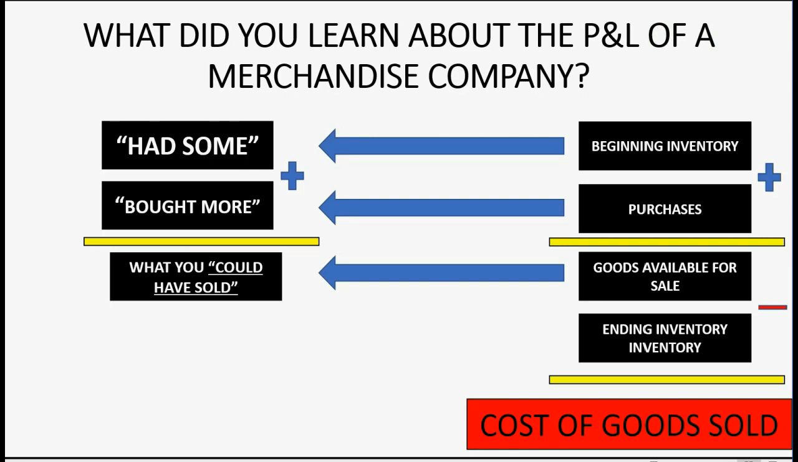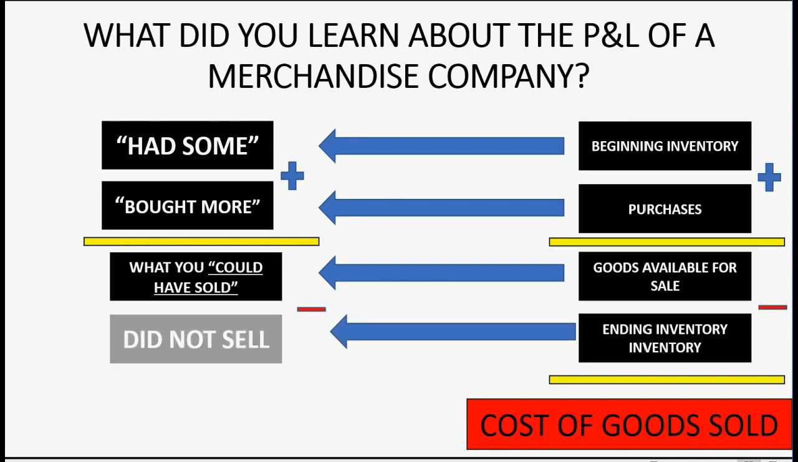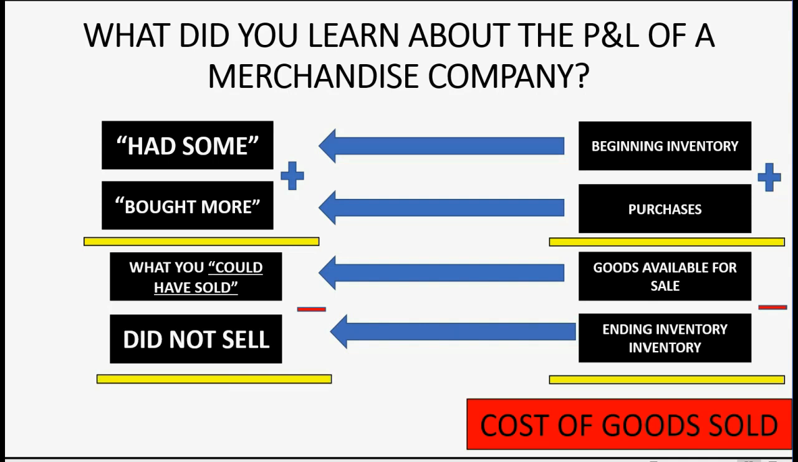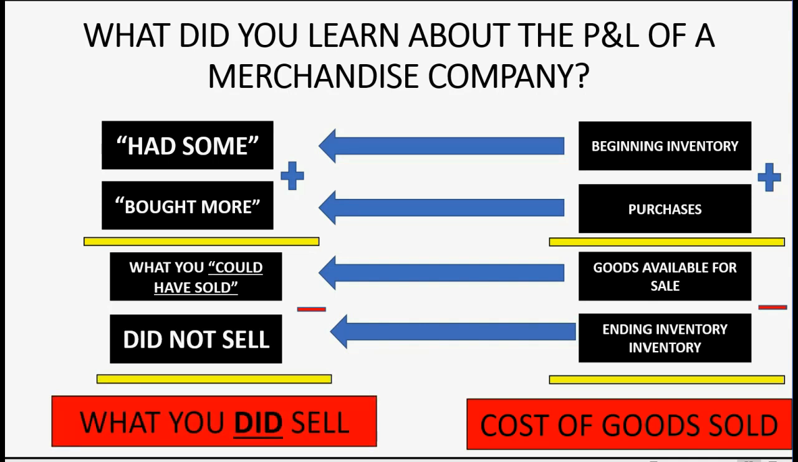We then subtract what we did not sell. And logic dictates if you subtract from what you could have sold the amount you did not sell, then the number that remains is what you did sell. So logically speaking, goods available for sale, which is what you could have sold, minus ending inventory, which is what you did not sell, equals what you did sell. And what you paid for what you sold is the cost of goods sold.